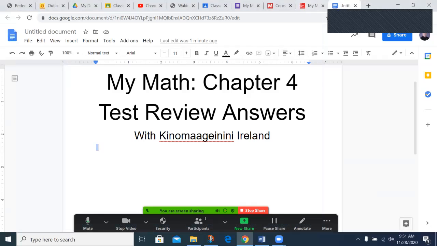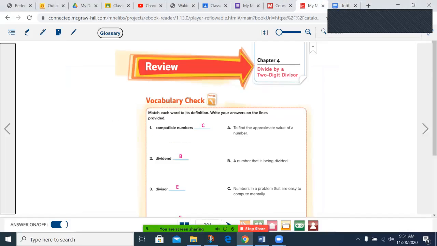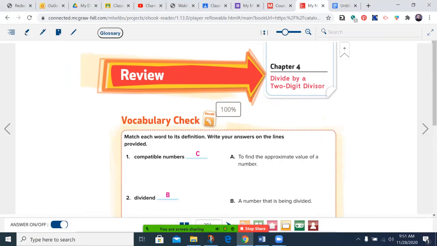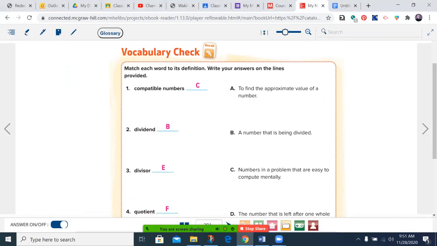So let's go ahead and share our screen. Let's see the title page for this. And let's look at our answers. We're going to zoom in just a hair here. What is a compatible number? Numbers in a problem that are easy to compute mentally. Sometimes it's based on straight rounding. Sometimes it's just like, well, that one would be easier as long as it's close. There are times to round, and there are times to use compatible numbers.